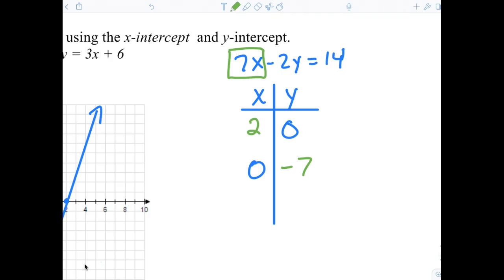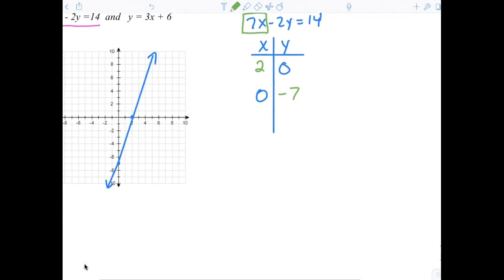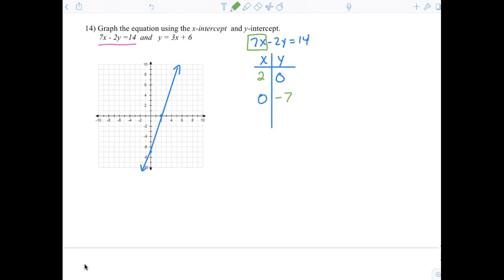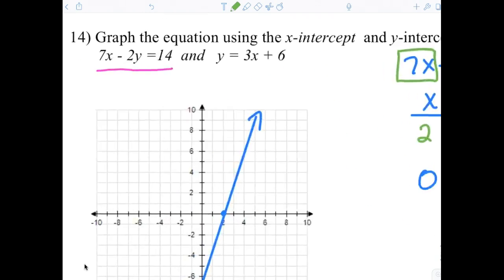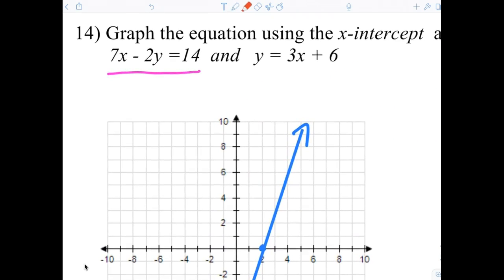All right? Now, the next one, y equals 3x plus 6. Here's what I want to tell you, because I think Connor's asking a very good question. Why can't I just do it the easiest way? I'm going to tell you, you can. The easiest way is to do it by using x and y intercepts. It depends on what the numbers are.